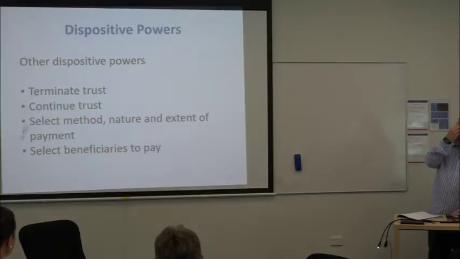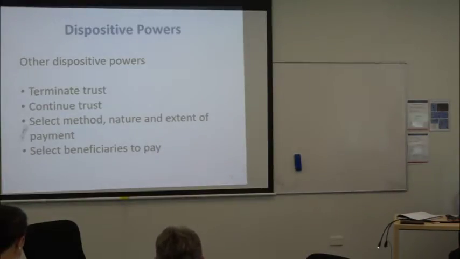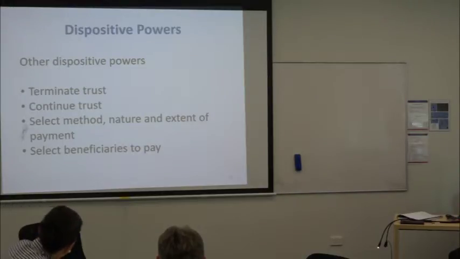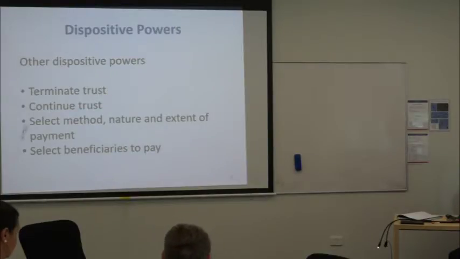So these are some other dispositive powers. The power to terminate the trust. So obviously if the trustees have power to bring forward the vesting day, it means the trust is going to come to an end earlier, and the trustees are therefore determining to pay out the trust fund, bring it to an end and pay out the trust fund in accordance with the final vesting provisions. Conversely, continuing the trust, because you're keeping the money going.